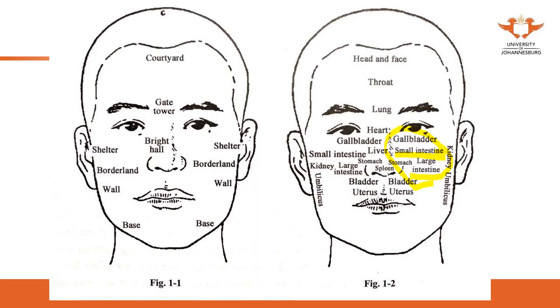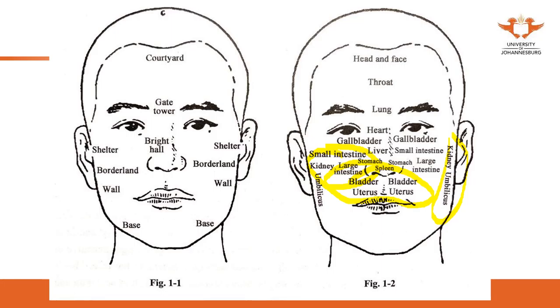Remember that I said that this lady had a digestive system problem, always feeling discomfort in the upper abdomen. So that's the imbalance of internal organs reflecting on the face. So if someone always has problems in this area, it might be the kidney. Here might be the small intestine or large intestine. If they always have problems in the upper lip, it can be the bladder or uterus.